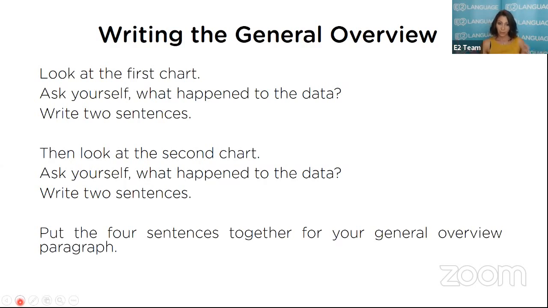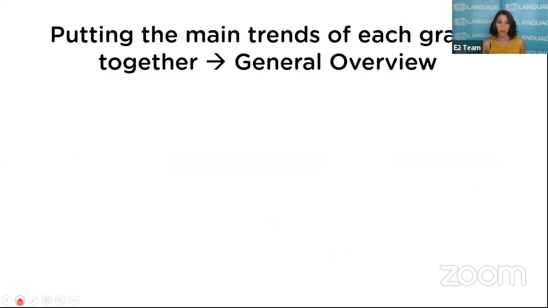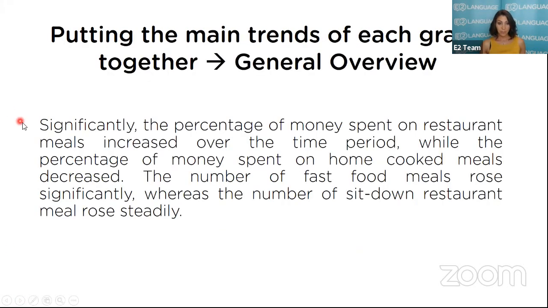We need to put those sentences together for our general overview paragraph, which will look like this. Significantly, the percentage of money spent on restaurant meals increased over the time period, while the percentage of money spent on home-cooked meals decreased. We got that from the pie charts. Then the number of fast food meals rose significantly, whereas the number of sit-down restaurant meals rose steadily. And we got that from the line graph. And we put it all together into one general overview paragraph.